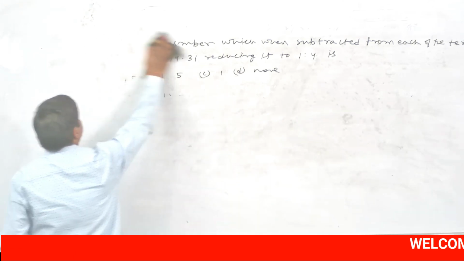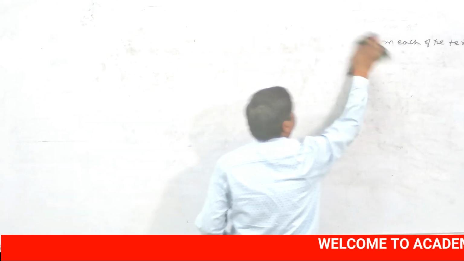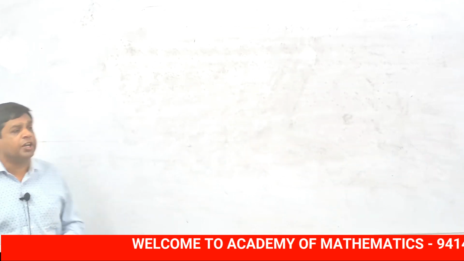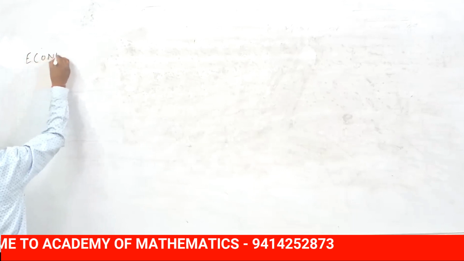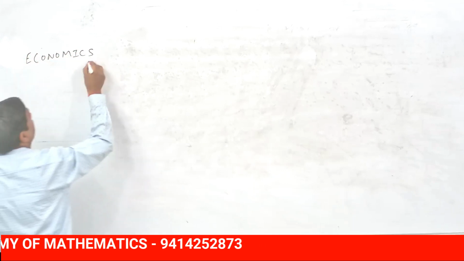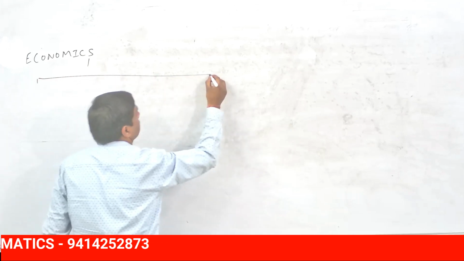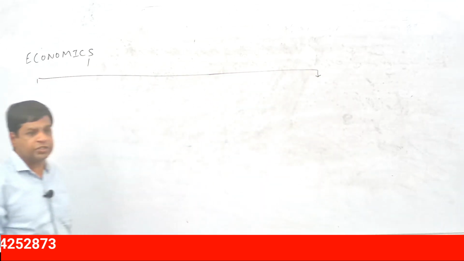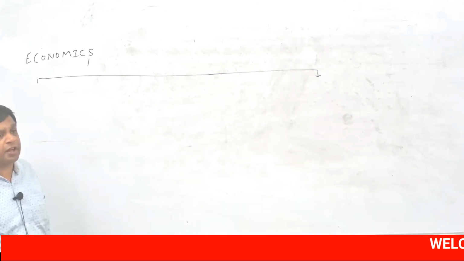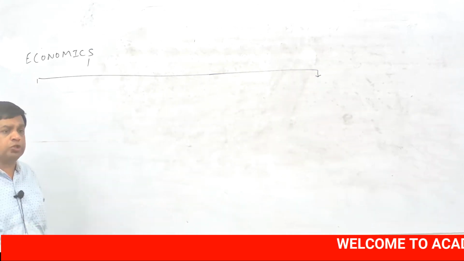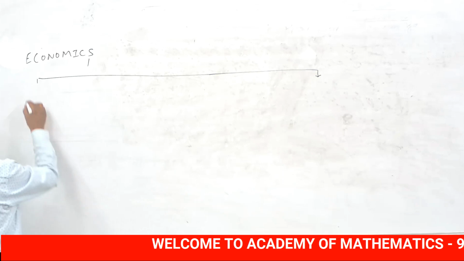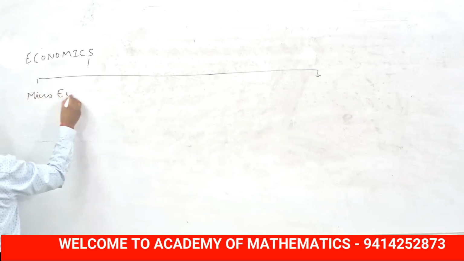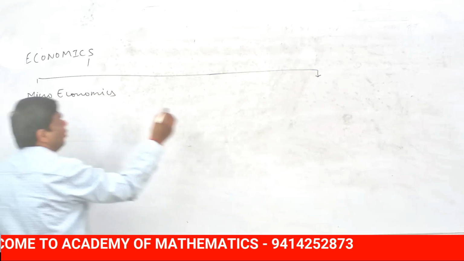Coming to the first thing, the subject matter of economics is broadly divided into two branches, and that is microeconomics and macroeconomics. These two words were coined by Ragnar Frisch in the year 1933. He belonged to the Oslo University. He was the first economist to divide the subject matter of economics into two branches, that is microeconomics and macroeconomics.